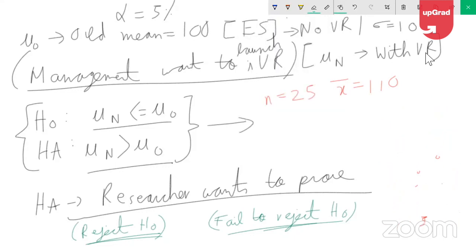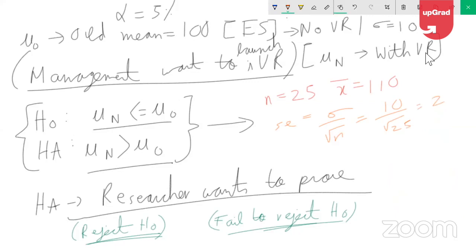SE is called the standard error, and standard error is equal to what? SE is standard error, which is equal to sigma by root n. We know this. This comes from the central limit theorem. So standard error will come out to be 10 by root 25. These are the values that you require for this problem.